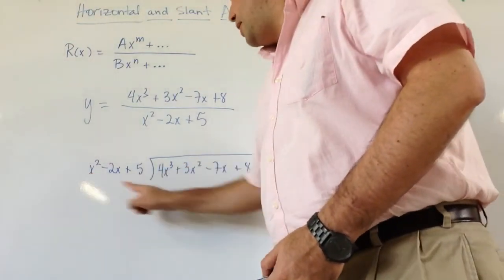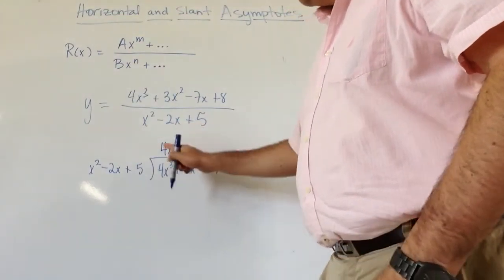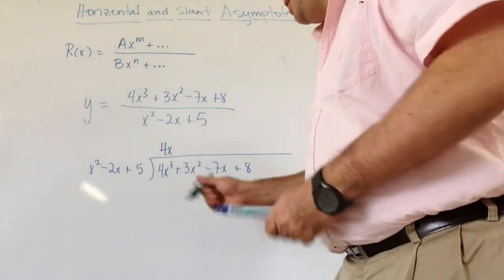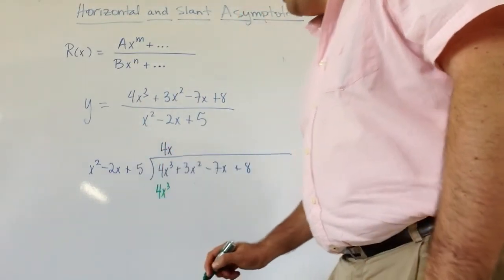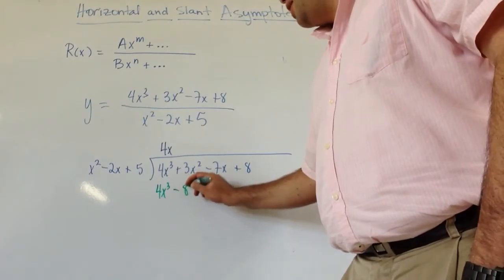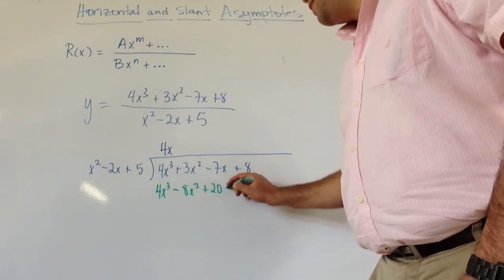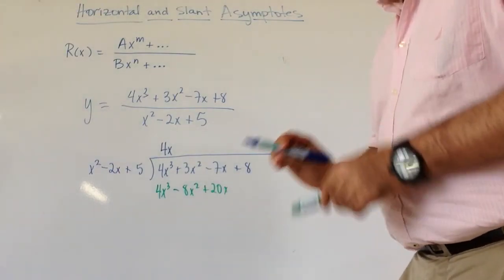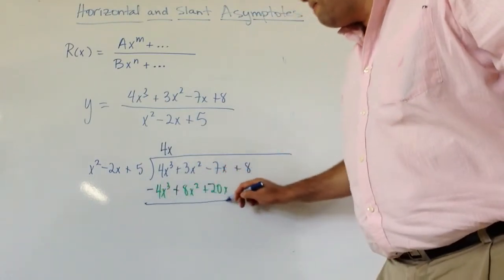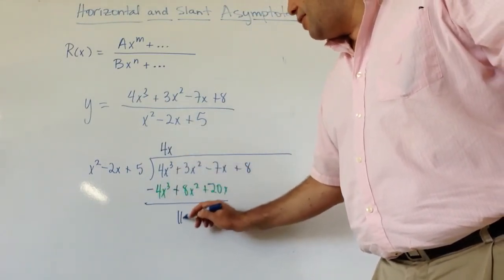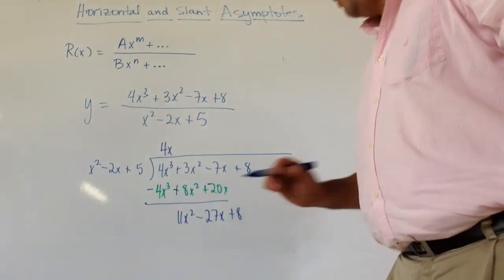So x squared times what is 4x cubed? That is 4x. Multiply, I'll write it in green: that's 4x cubed. 4x times negative 2x is negative 8x squared. 4x times 5 is 20x. Now we subtract, which, remember, we do by changing the signs and adding. The cubes cancel. This is 11x squared, minus 27x, plus 8.